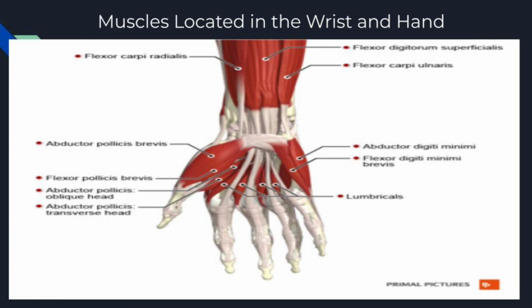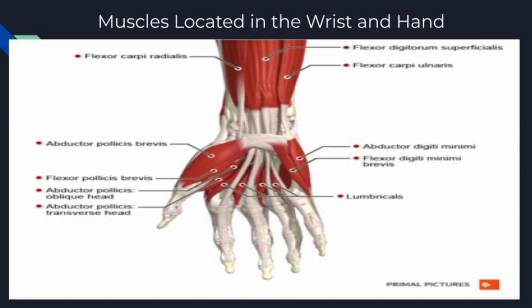So again, here are the muscles located in the wrist and hand. A lot of them should be familiar to you. We talked a lot about them in class, so I recognized a lot of these, like the flexor carpi radialis and flexor carpi ulnaris. And then all the ones in the hands, you can see the lumbricals. We're going to talk more about these muscles in the next couple slides, where we talk about which specific muscles help us dribble a basketball.